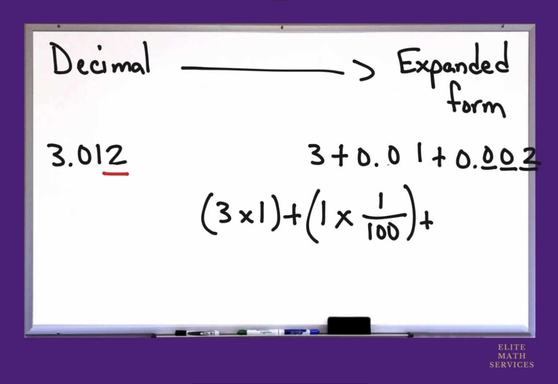Then we're going to add our last decimal. We take the whole number out, which is the only number there, the 2. That becomes 2 times, and then here we look at our place value. Our 2 is in the thousandths place, so the 1,000 becomes our denominator. And remember, our numerator is a default of 1. And we put that in parentheses. And this is our final answer.